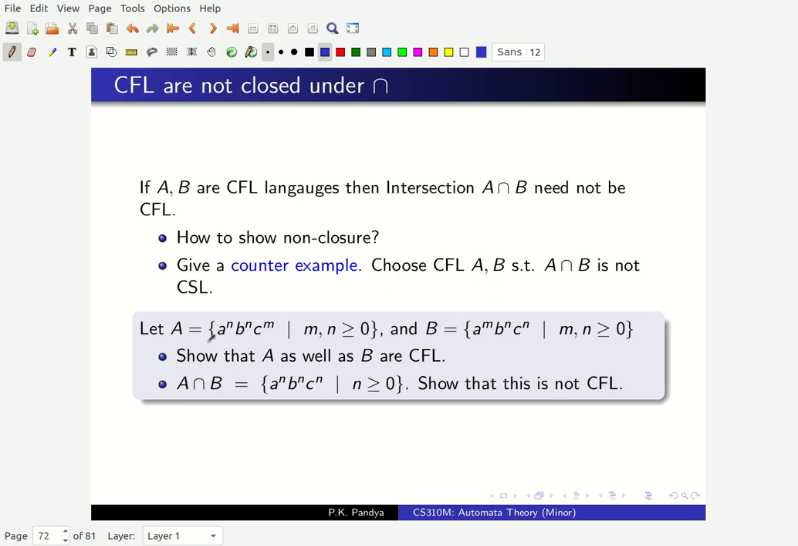Now what is their intersection? You can easily see that in A there are all strings where the number of a's and b's are equal, but c's is arbitrary. In B the number of b's and c's are equal, but a is arbitrary. When you take the intersection, you get the language where the number of a's is equal to the number of b's is equal to the number of c's. And we have already shown that this language is not context free. How did we show this? We showed this using the pumping lemma. So this is a counterexample which shows that context-free languages are not closed under intersection, an important property.